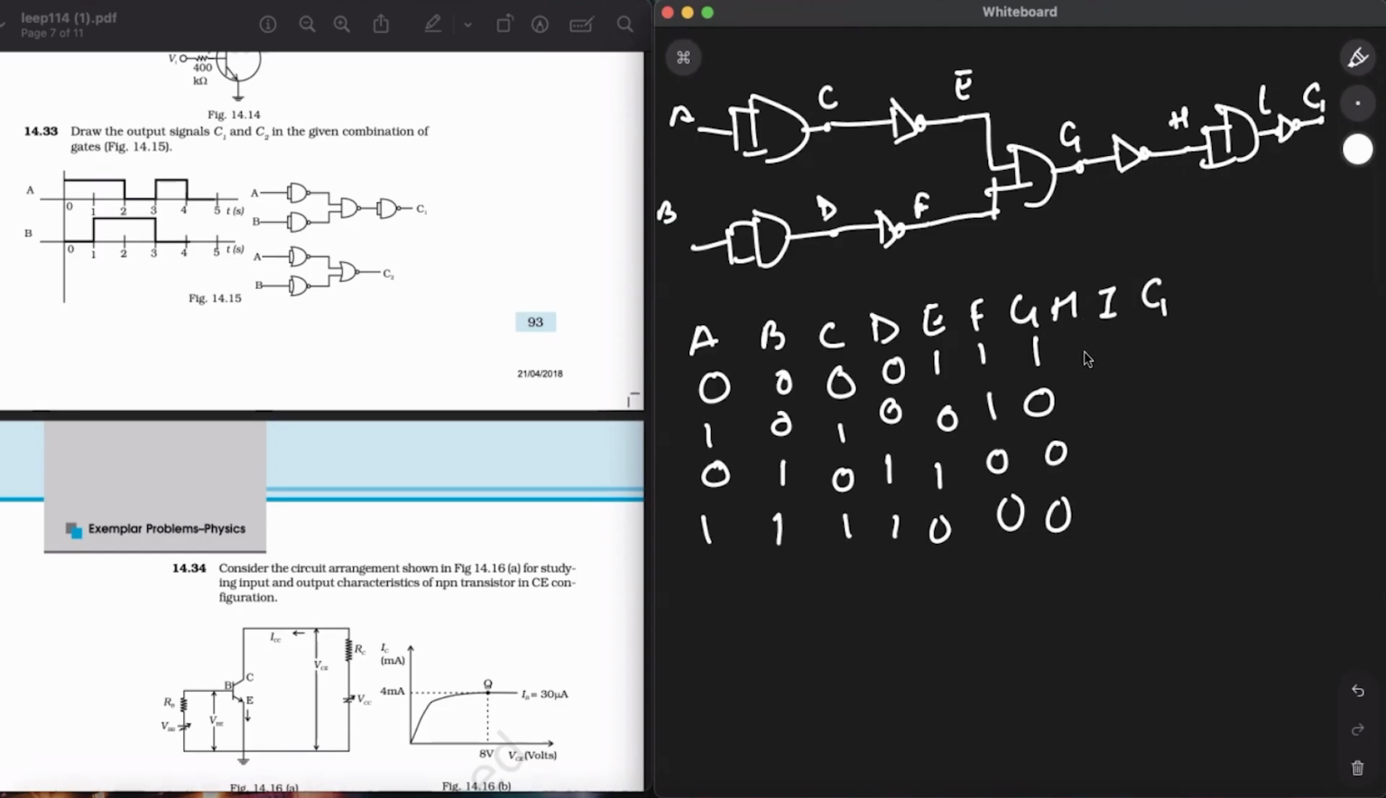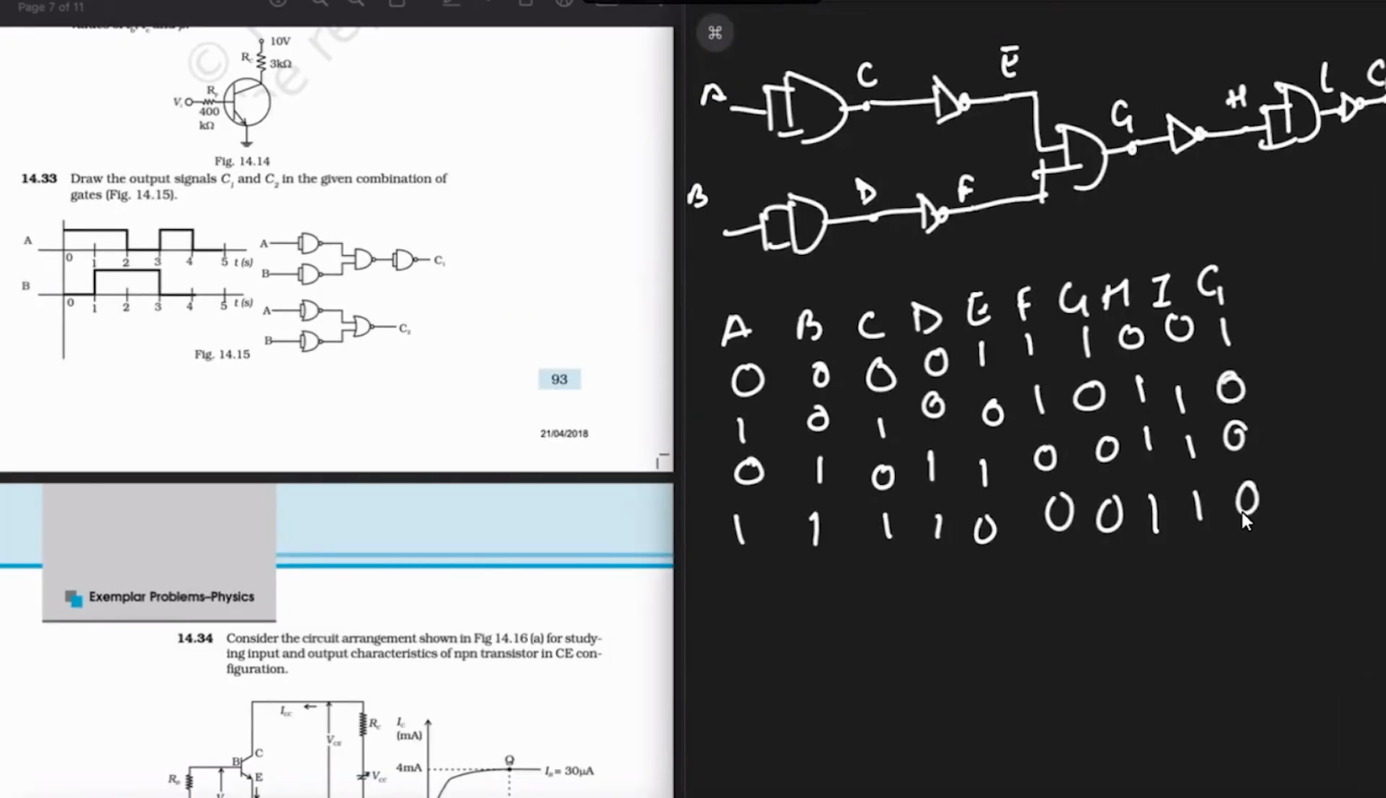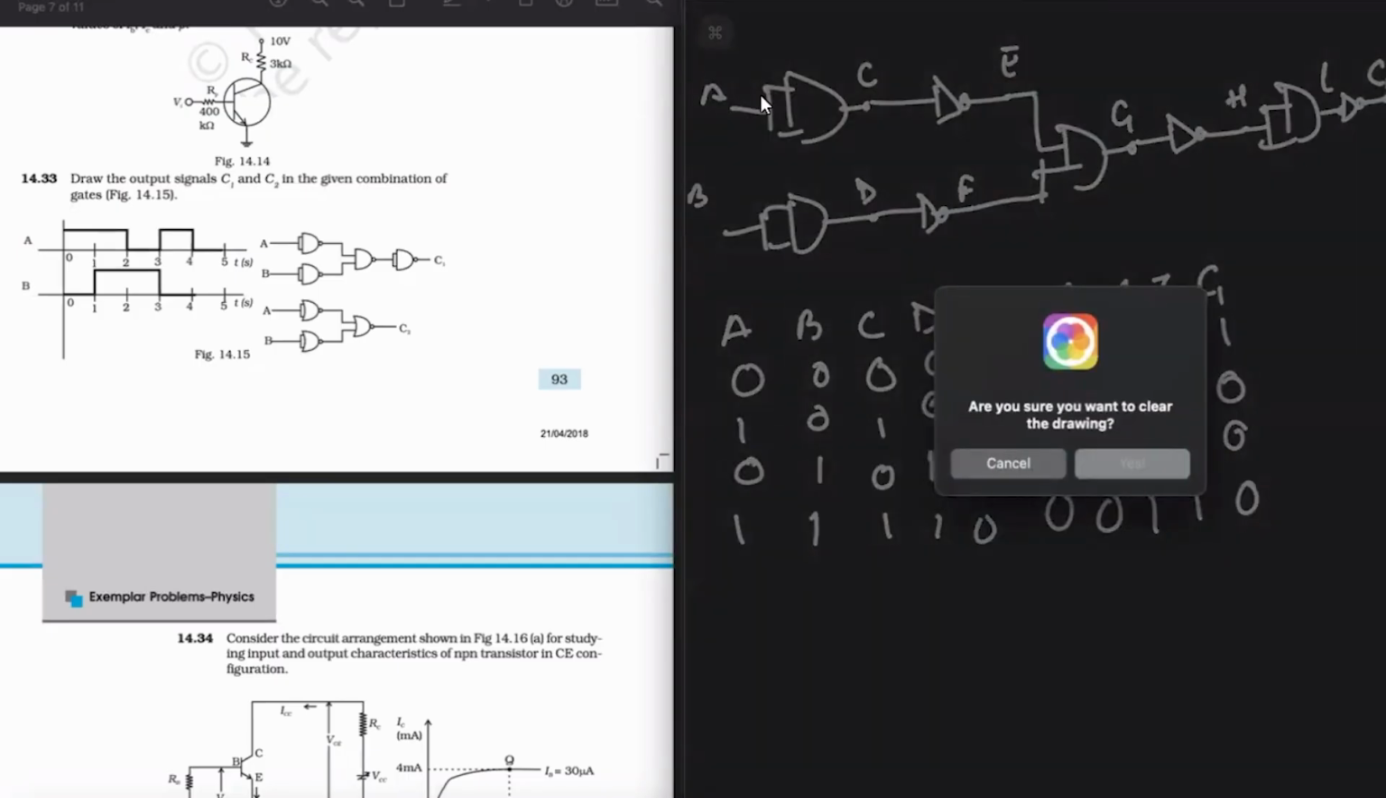So H is just the NOT of G. It will be 0 1 1 1. Now I, what is I? I is the NOT of H. So 0 it will be 0, and rest it will be 1. And finally 0 0. Alright, simple graph. And now moving on, I'll draw the next part, which is the final question.